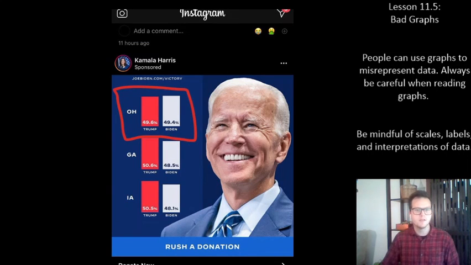Okay, here's another graph. Social media post. Kamala Harris, they say posted, who's running for VP right now with Joe Biden, and it looks like Ohio, Georgia, Iowa. These approval ratings, I'm supposing here, or maybe like polls, like for the election. The issue here is the one that's circled. Biden has 49.4% here, and Trump has 49.6% here. That's really close. Why does his bar look bigger here? What the heck? I don't know what they're trying to accomplish here, but bad graph regardless.